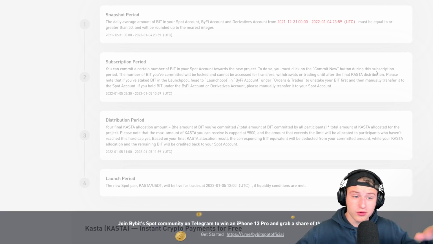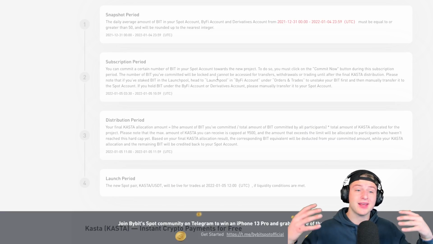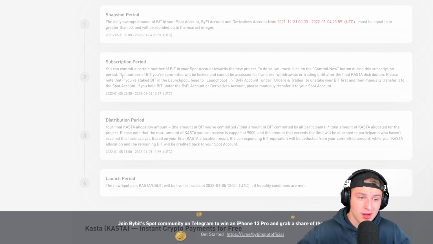So you are going to lock your BitDAO tokens for the coming 5 days to get your allocation in the KASTA project. The number of BitDAO tokens you have committed will be locked and cannot be accessed for transfers, withdrawals, or trading until the final KASTA distribution. So please note, if you staked your BitDAO tokens in a launchpad, you have to unstake them, of course.